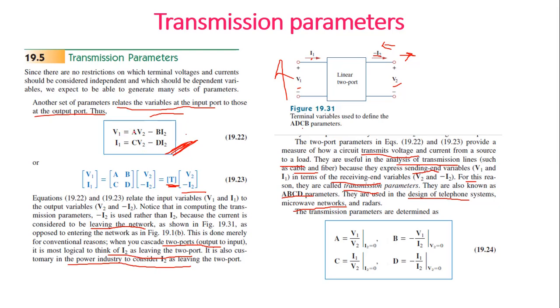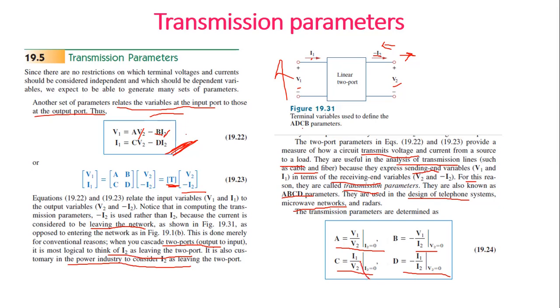So this ABCD can be written as follows, now consider equation 9.22. A is V1 by V2 given I2 is 0. Now B is minus V1 by I2 provided V2 is 0. Next, C is I1 by V2 provided I2 is 0. Then D is minus I1 by I2 at V2 equal to 0.